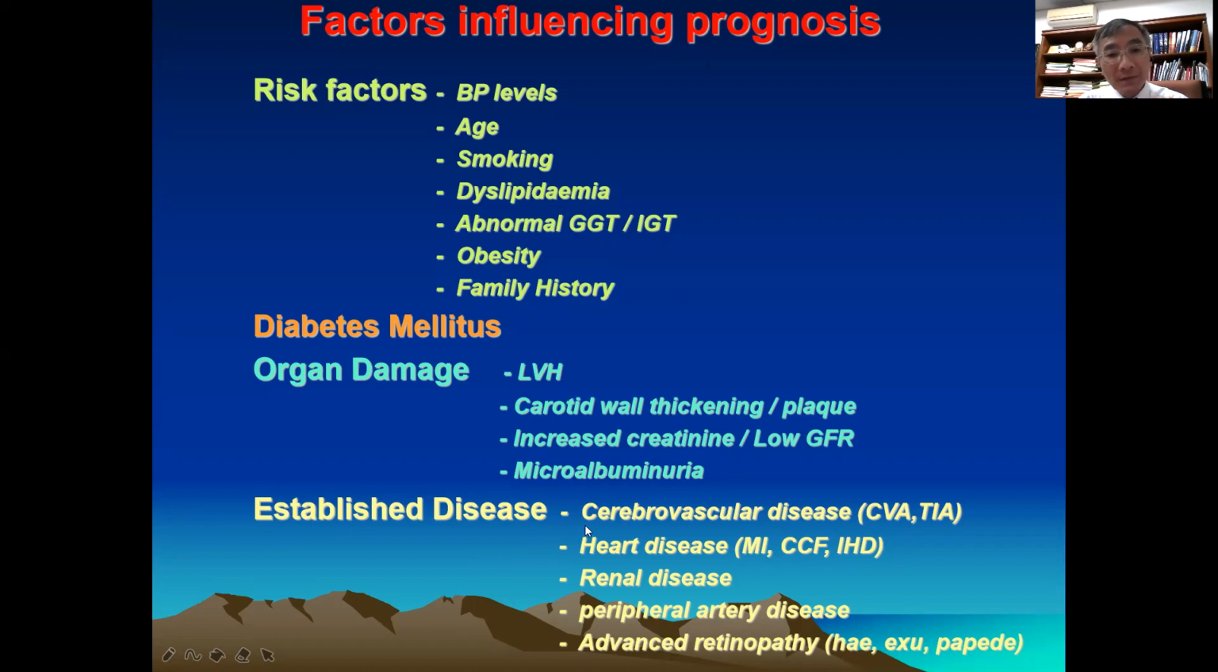Now, if the patient has established disease of the cerebrovascular system, it is having a previous cerebrovascular accident or stroke, a transient ischemic attack. For the heart, the cardiovascular system, it is having a previous myocardial infarction, heart failure, and ischemic heart disease. The patients with previous evidence of renal dysfunction, with peripheral artery disease, and with retinopathy like hemorrhages, exudates, and papilledema. Once there is evidence of disease of these organ systems, the likelihood of the patient getting another bad event is much higher, regardless of the blood pressure.